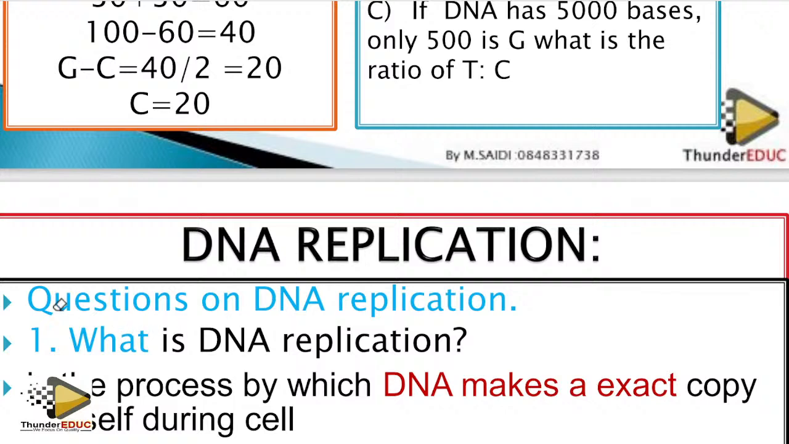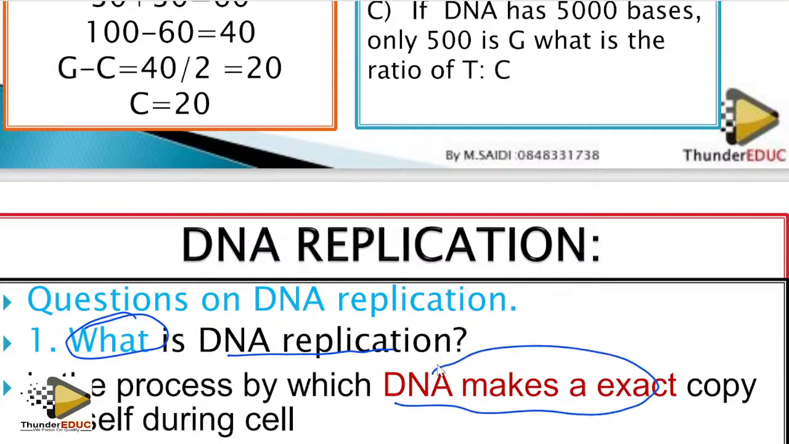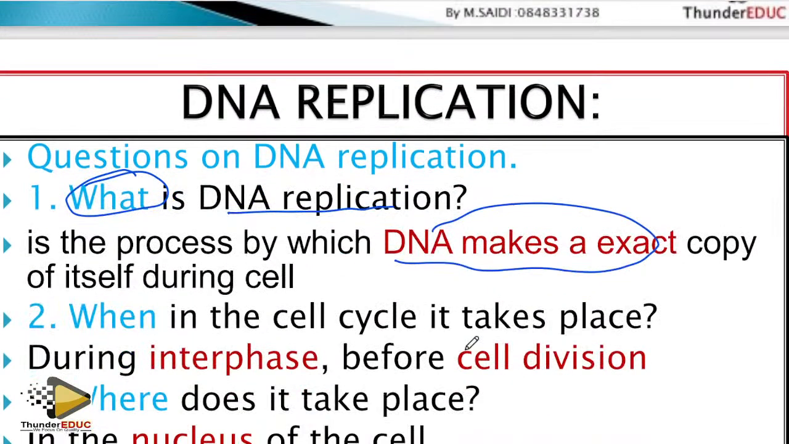What is DNA replication? DNA replication is the process by which DNA makes identical copies of itself, or exact copies of itself. You see, this is in a different color, which means that it's a marking point. If you don't add this in the answer, then you won't get the mark.